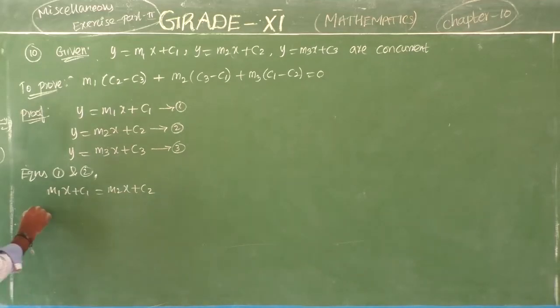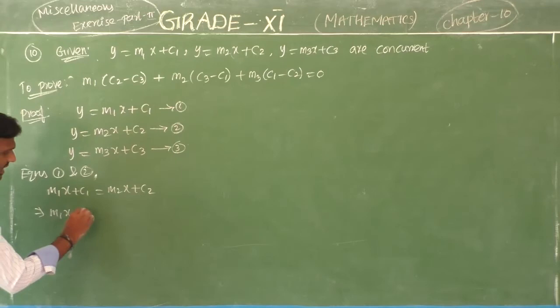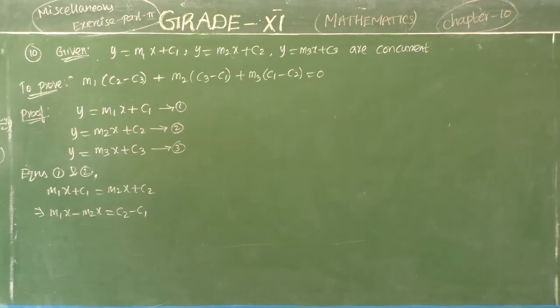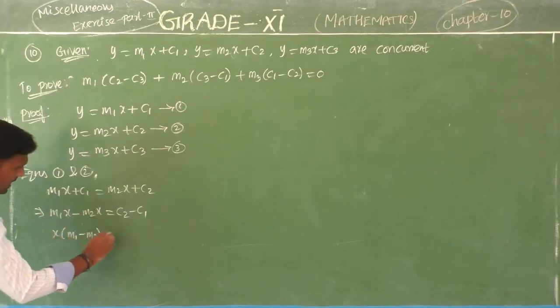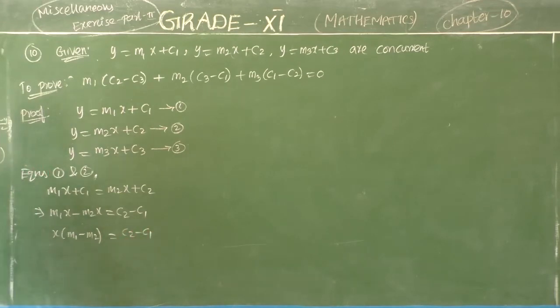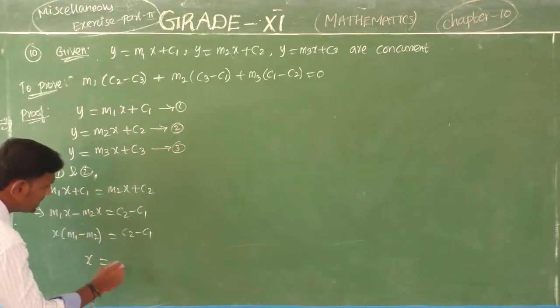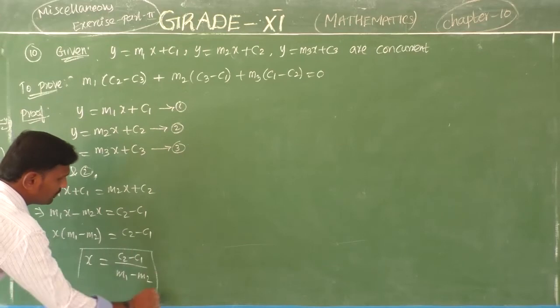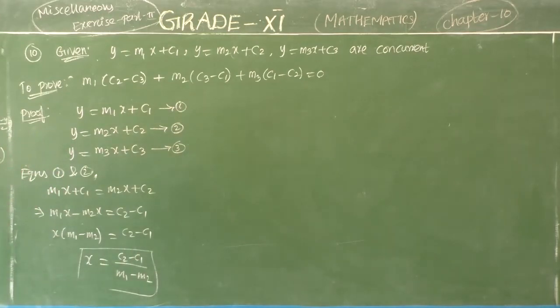Okay, now I want to move the terms: m1x minus m2x is equal to c2 minus c1. On both sides I have a common term of x, so taking it outside, it becomes (m1 minus m2) x is equal to c2 minus c1. So x equals c2 minus c1 by m1 minus m2. Next, take equation number 1 or 2, either one, to find the value of y.